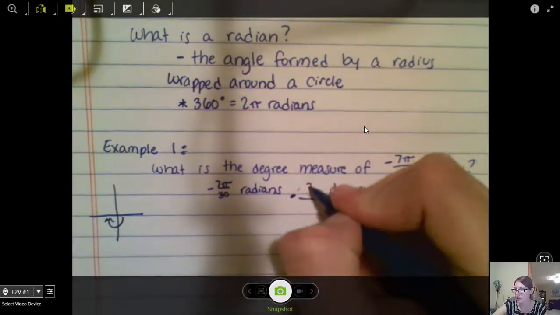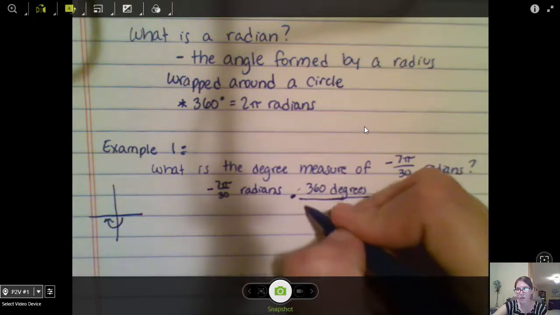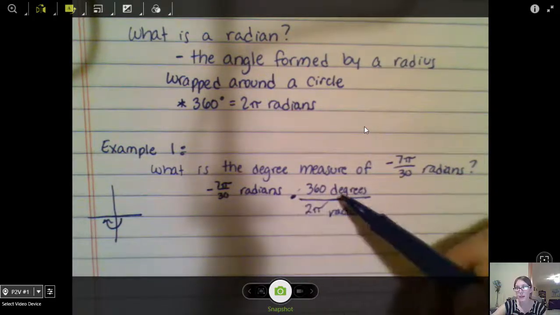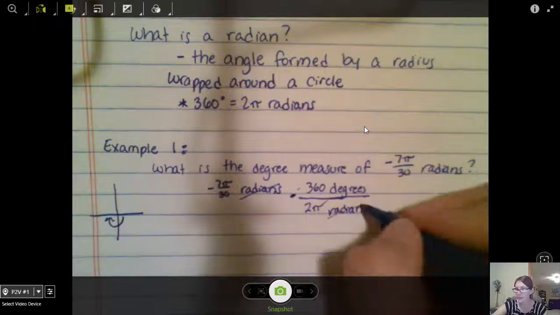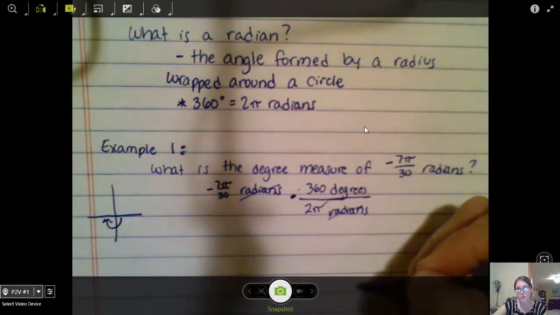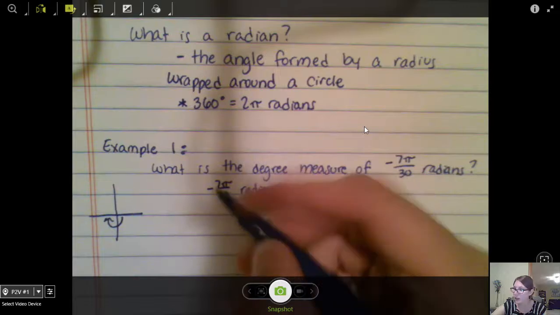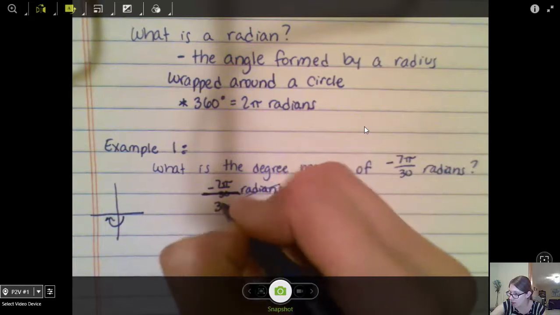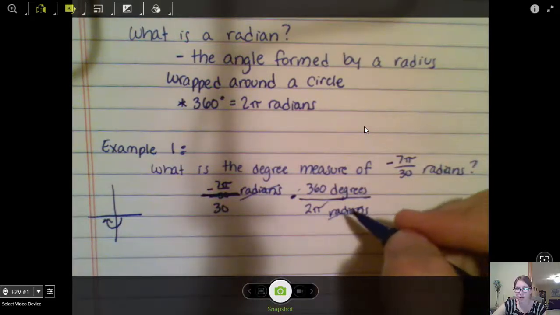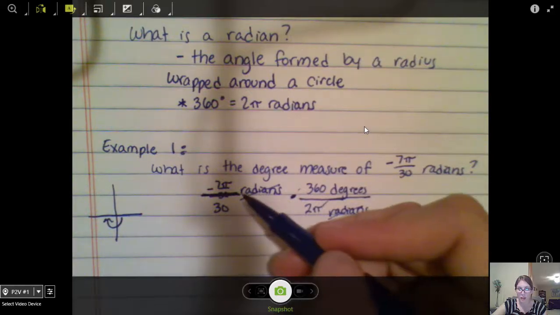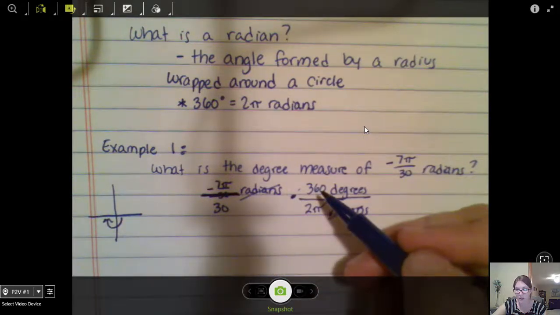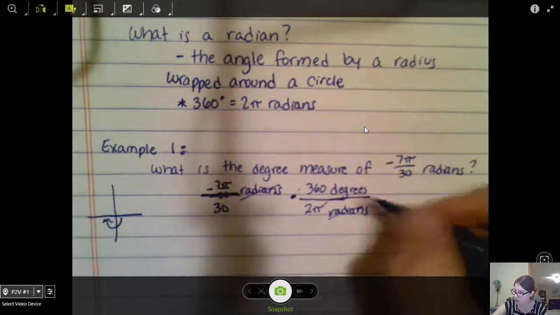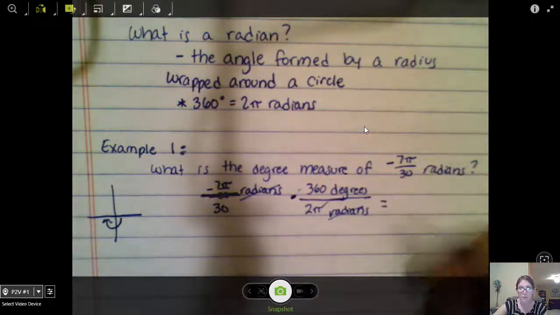I have 360 degrees is 2 pi radians. If I multiply by this, my radian labels are going to cancel out. Now, this negative 7 pi over 30, I'm going to rewrite that 30 to be a little more drastically on the bottom, because now it's a little easier to see: the negative 7 pi, I multiply by 360, multiply the 30 times 2 pi, and that'll help me simplify my fraction.